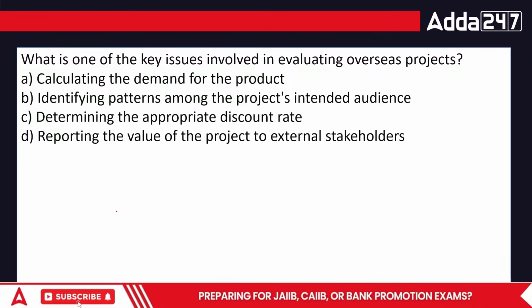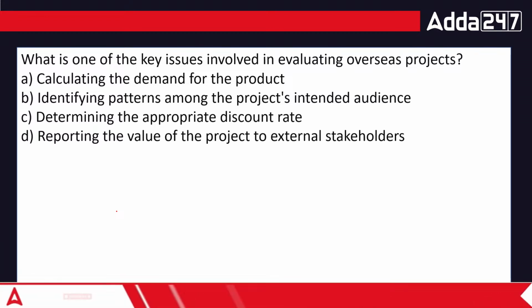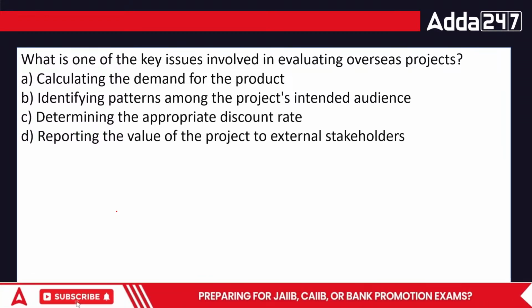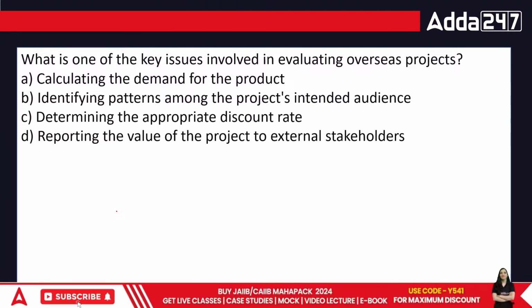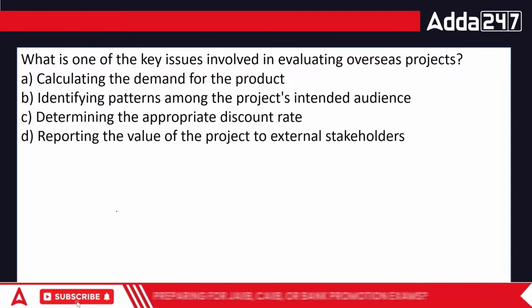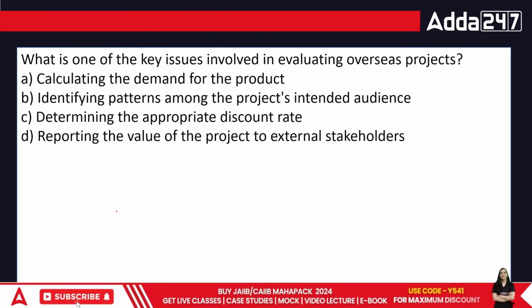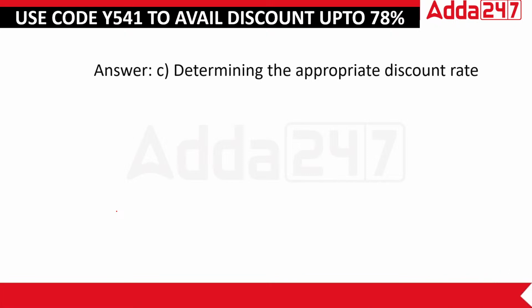So, in this case, what's going to be the answer? Identifying the patterns of the project, that's not one of the key issues. Then determining the appropriate discount rate, that can be. We have to find out the discount rates. And then we have reporting the values of the project to external stakeholders. In this case, the answer is to find the discount rates because that is what we look forward to.